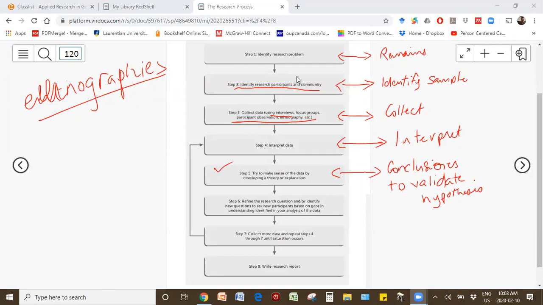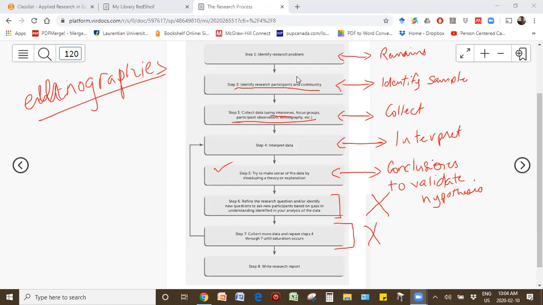But in qualitative, you have a next step. You refine the research question or identify new questions to ask participants based on gaps in understanding identified in your analysis of research. So this is suggesting that you have a recursive step, or a go back step involved, which absolutely does not exist in quantitative research. Once you make your new questions following your first initial interviews, you can use that to do more interviews and collect more data. Again, this is not something we do in quantitative research.